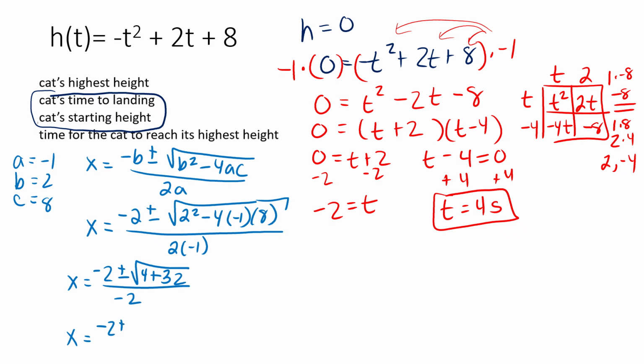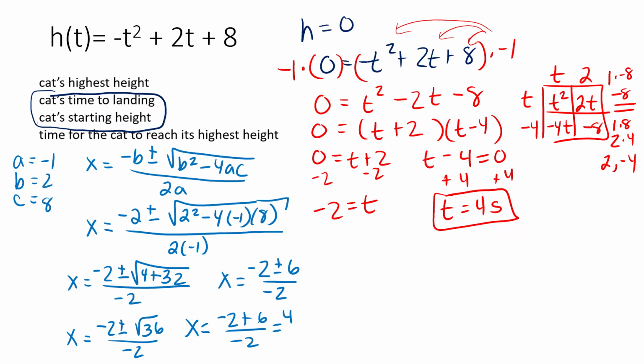4 plus 32 is 36, all over -2. The square root of 36 is 6. And now we finally got it to where we can split it up. So we would have -2 plus 6 over -2. So that is 4 over -2. There's the -2.